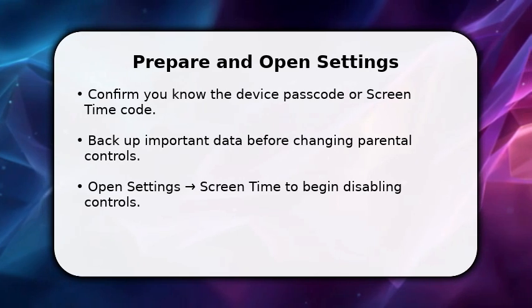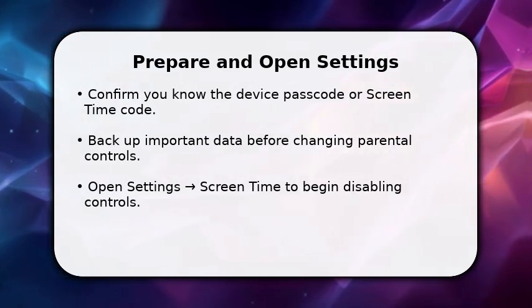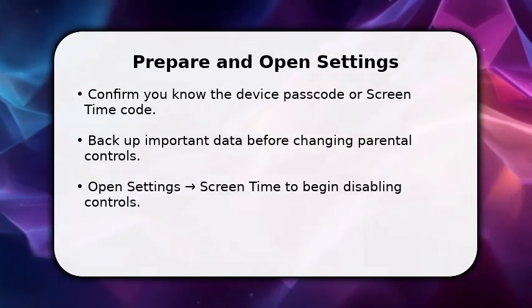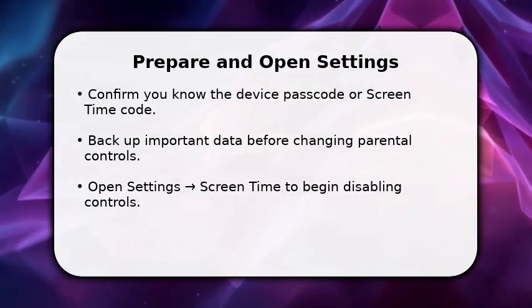You start by confirming you have the device passcode, and if used, the screen time code. That prevents lockouts. Once you have credentials, make a quick backup so changes are reversible. Now open Settings and tap Screen Time. This gets you directly into the controls.